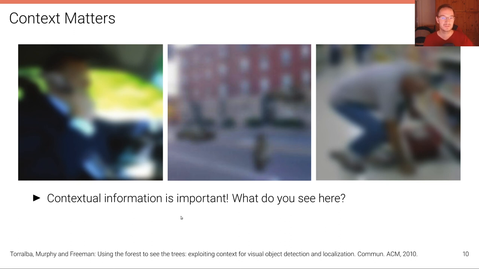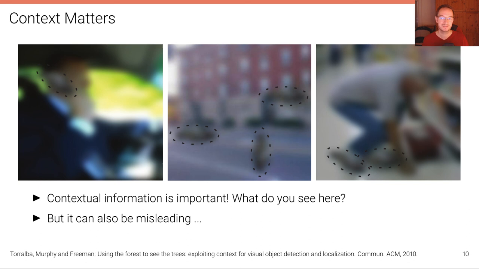So here's an example of this. What do you see in these images? These are images that are heavily downsampled, but still we as humans can recognize something here, right? So we might recognize a person with a cell phone here, and a car here, and a pedestrian here, and another person here with two shoes here. But actually all of these blobs here are exactly the same blobs inserted at different locations in the image, illustrating how much we humans also rely on contextual information to recognize objects. So using too much context, which is required to recognize objects at high accuracy, can at the same time also be misleading. So we have to trade off here.